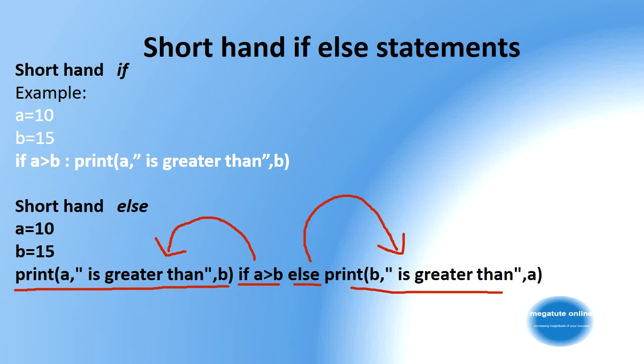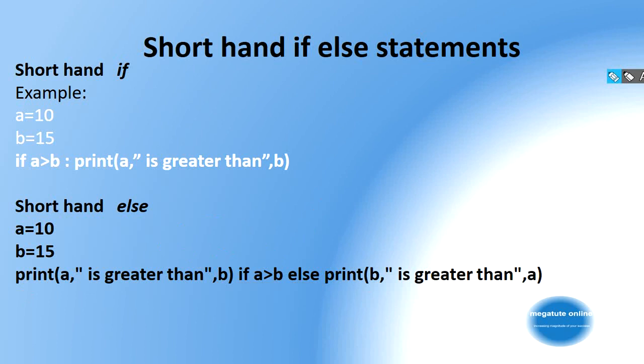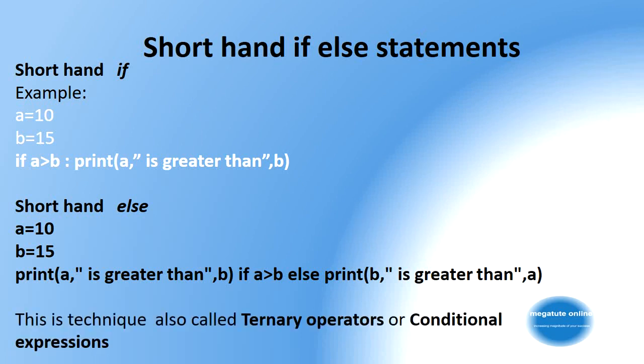That means first you have to put the true part, then your condition, then else, and then the else part. So this is the way that you can use if and else together in one line in Python. That's why we call it the shortcut way of using if else. This is also called the ternary operator in Python conditionals.